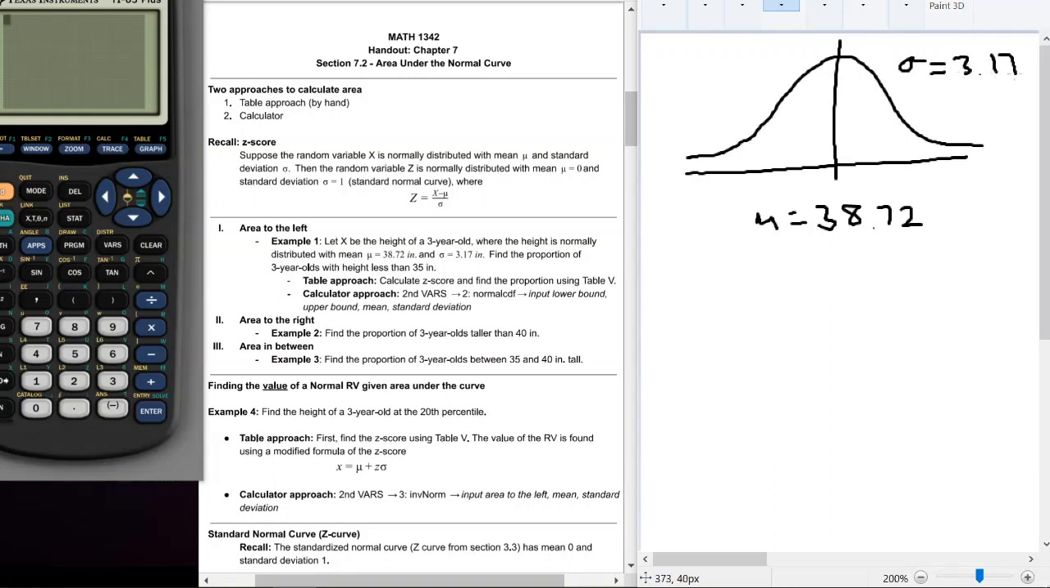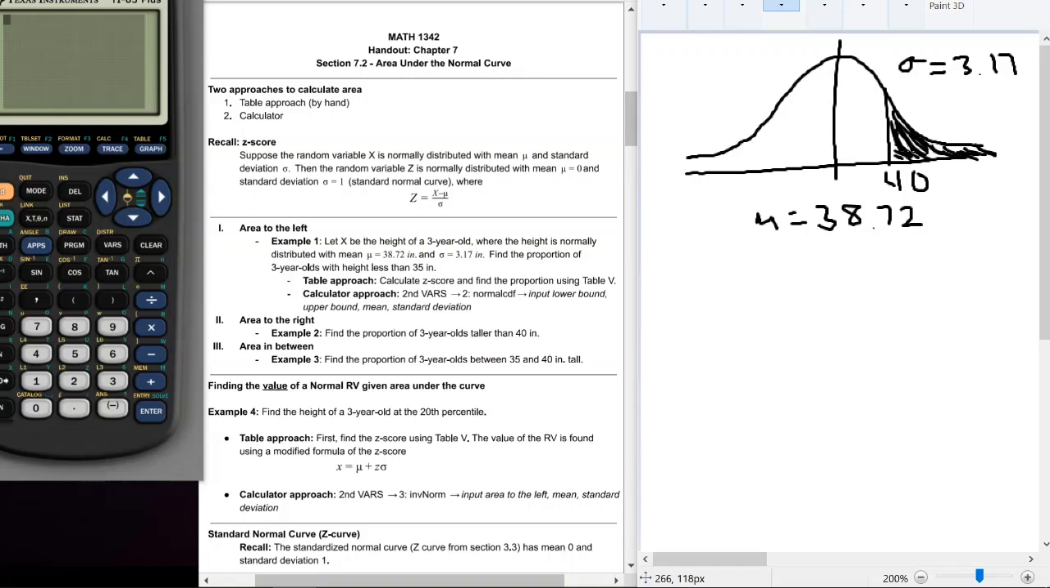Okay. But notice what example 2 is asking now. Example 2 is asking to find the proportion of 3-year-olds taller than 40 inches tall. So once again, treating the horizontal axis like a number line, we're centered the number line at 38.72. So 40 should be maybe somewhere here. Okay. And from the 40, we want to be taller than the 40. Okay, so we need to shade this way.